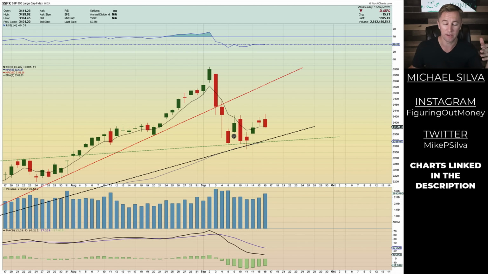Here is the S&P 500 on the daily time frame, and you could see the more scoped out version to understand where these trend lines come from. You can click the link in the description to view my charts.